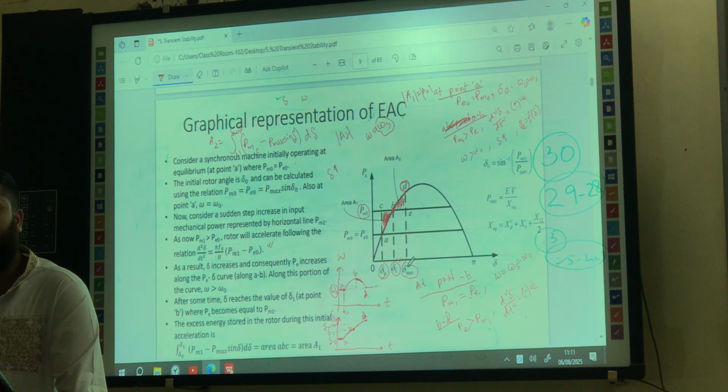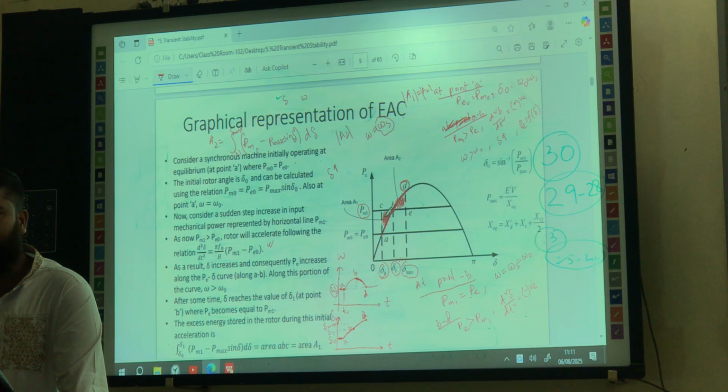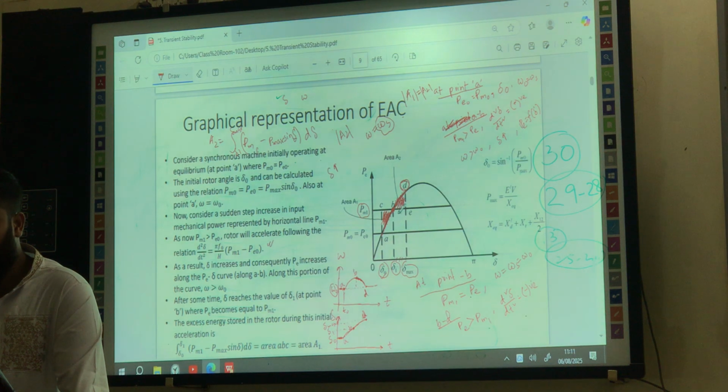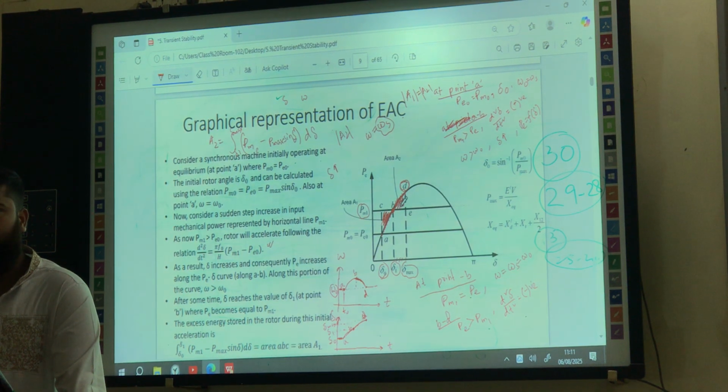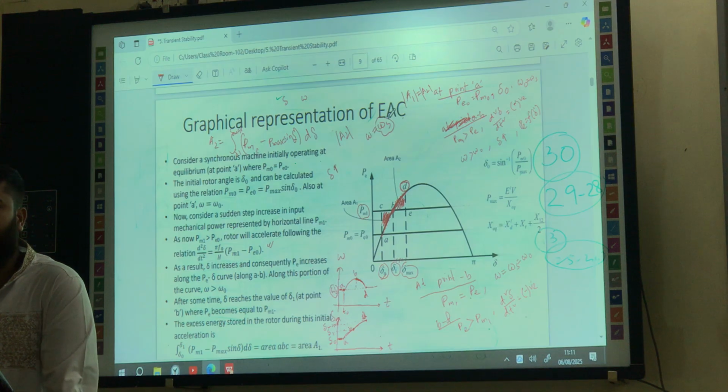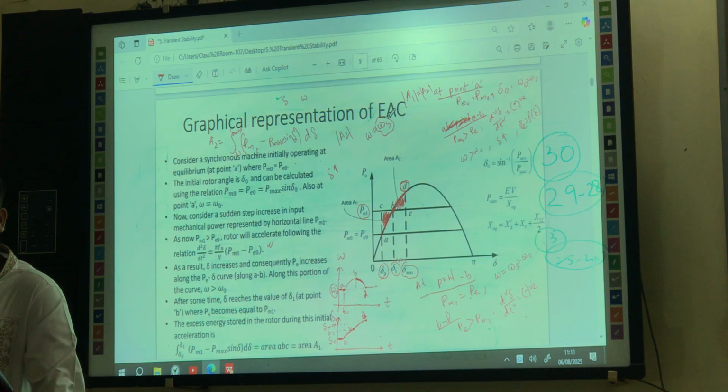From delta 1 to delta next direction. That means the curve will follow this horizontal curve. Now we are here, right? And it will come to this delta max, so that this area is due to the deceleration, because in this area P to T the deceleration is occurring. So this is the deceleration area, and previously it was the acceleration area. Okay? So these two areas should be same. And this is called the equal area criterion. Have you understood this thing?